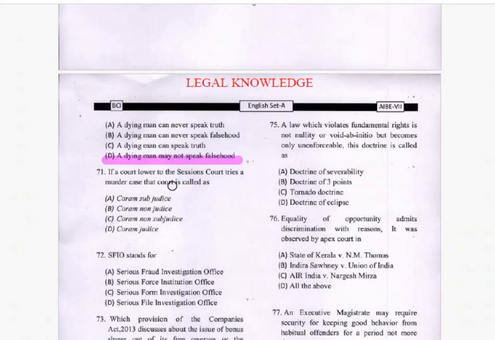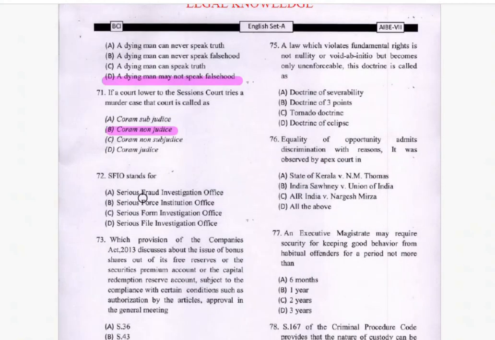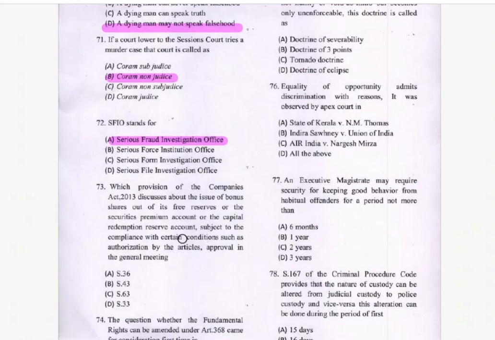If a court lower to the sessions court tries a murder case, the court is called coram non judice. SFIO stands for Serious Fraud Investigation Office. Which provision of the Companies Act 2013 discusses about the issue of bonus shares out of its free reserves or the securities premium account or the capital redemption reserve account subject to the compliance with certain conditions such as authorization by articles, approval in the general meeting. Section 63.